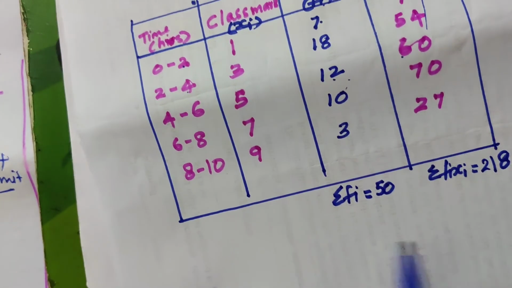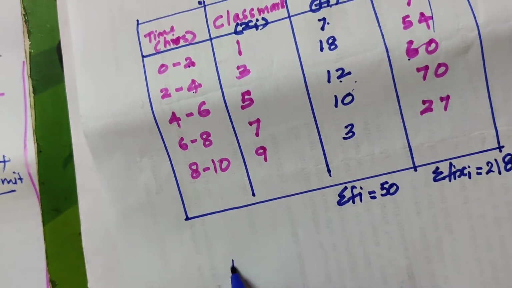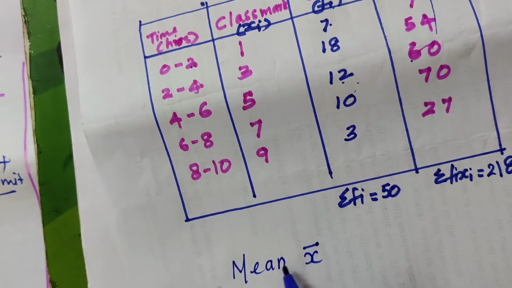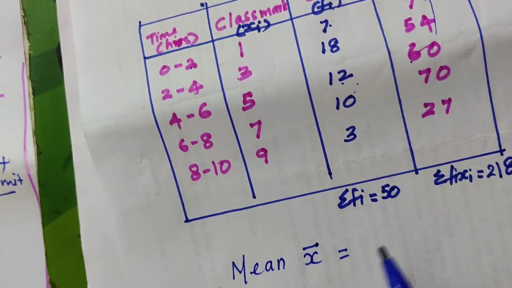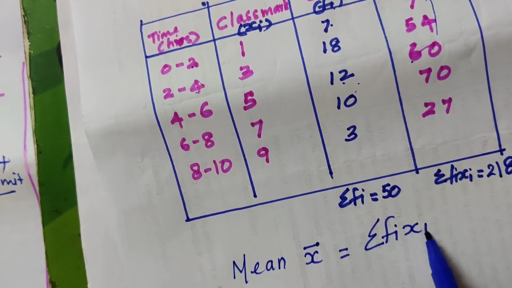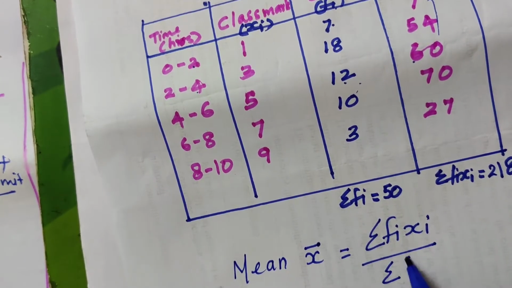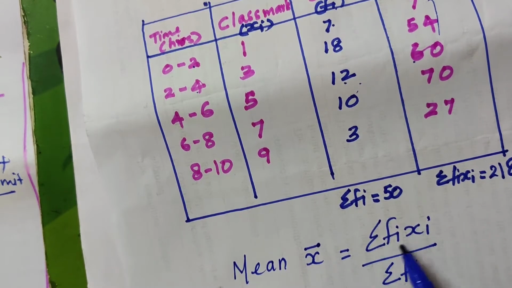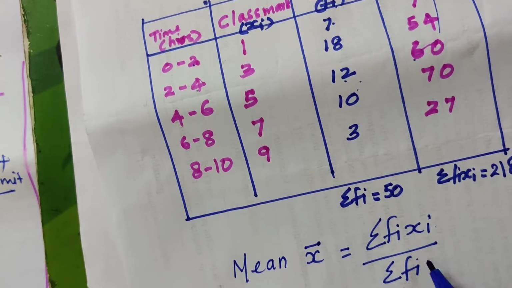Now how to find out the mean? Mean we will represent by x bar. This you have already learned last year. The formula, remember the formula, is sigma fi xi upon sigma fi. This is the formula in the direct method: sigma fi xi upon sigma fi.